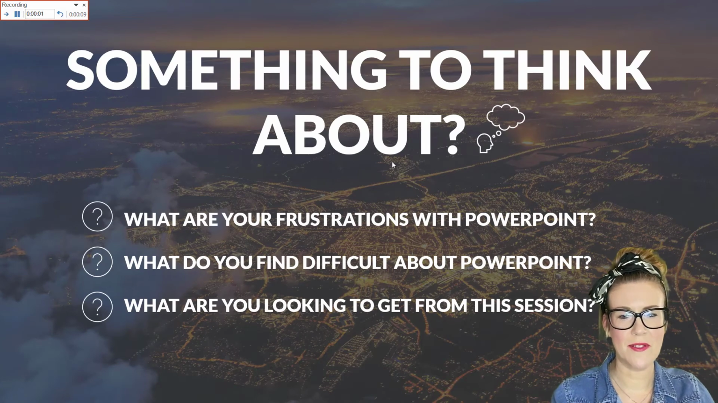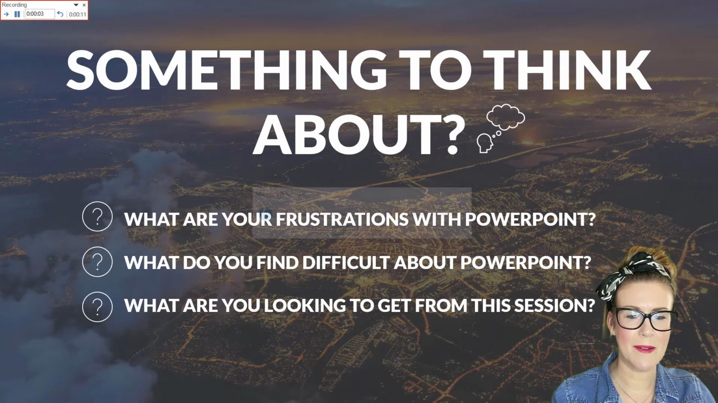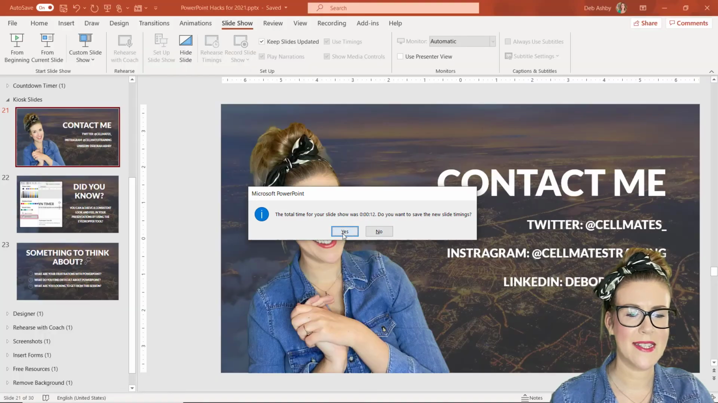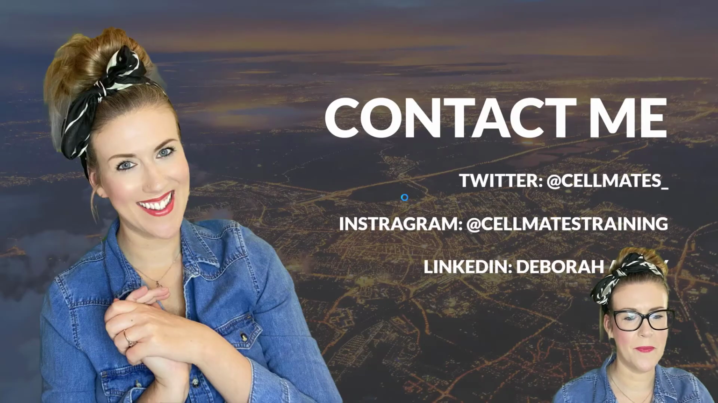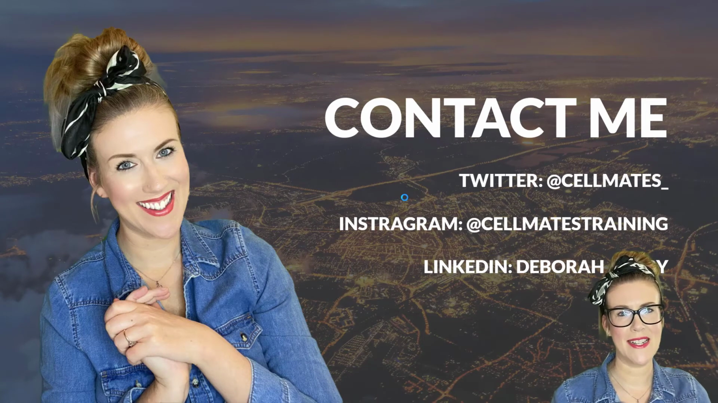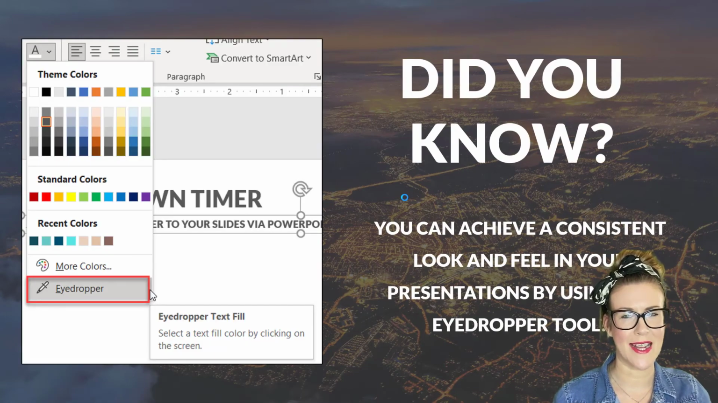And then we have the final slide. Once we get to 3 seconds, I'm going to hit the escape. I'm going to say yes to save those slide timings. And now, when I run my slideshow, you'll see that these automatically cycle through every 3 seconds.